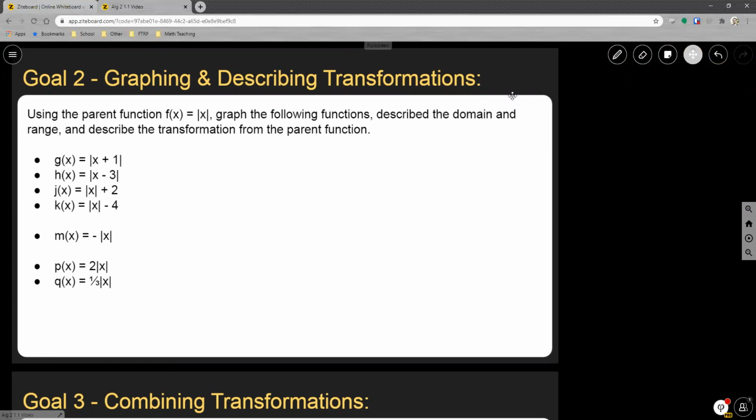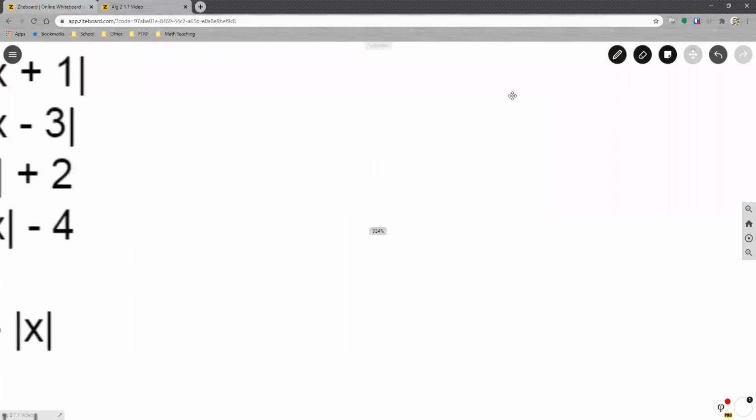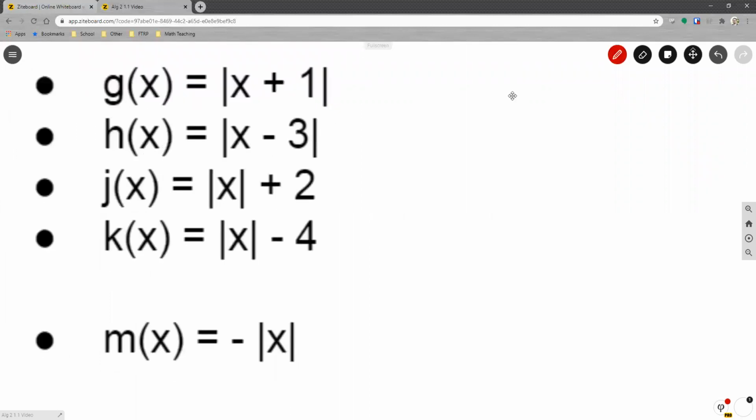We're going to graph the following functions, and then we're going to describe the domain and range, and then also describe the transformation from the parent function. I'm going to zoom in so we can save some space. So our first function is g of x equals the absolute value of x plus 1. All my functions are going to start with the absolute value function. This is what we're referring to every time.